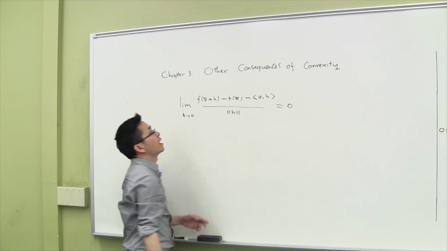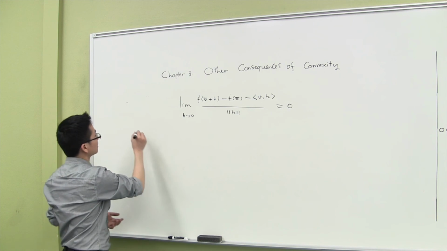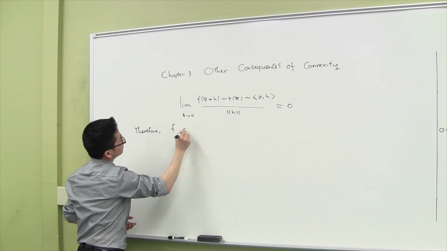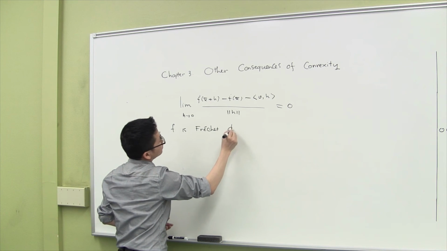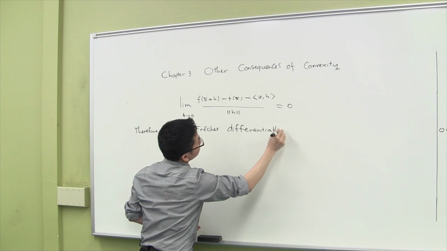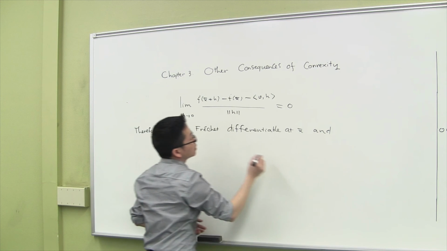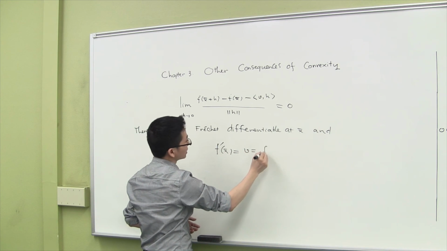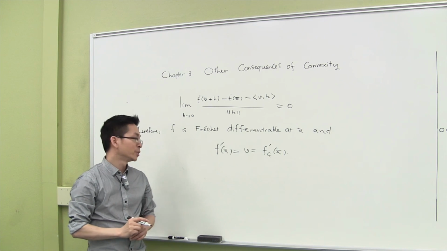And therefore, f is Fréchet differentiable at x bar. Therefore, the Fréchet derivative of f at x bar is v, which is also the same as the Gateaux derivative of the function f at x bar. So the proof is complete.